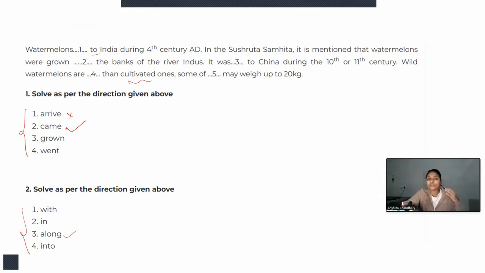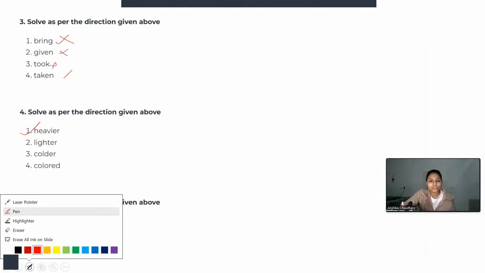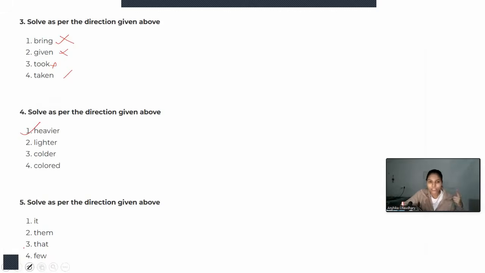And we have seen that the natural or wild watermelons are heavier than cultivated ones. As a conclusion, we are saying that some of them may weigh up to 20 kilograms, right? So that's why for option number 5, we will use "them." Them will be best fitted.